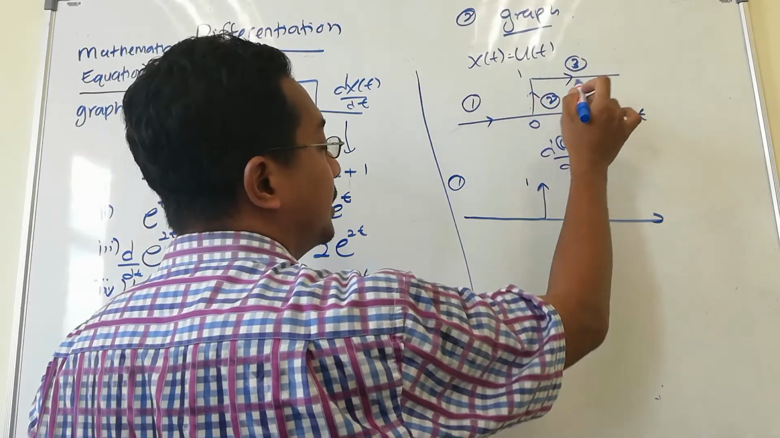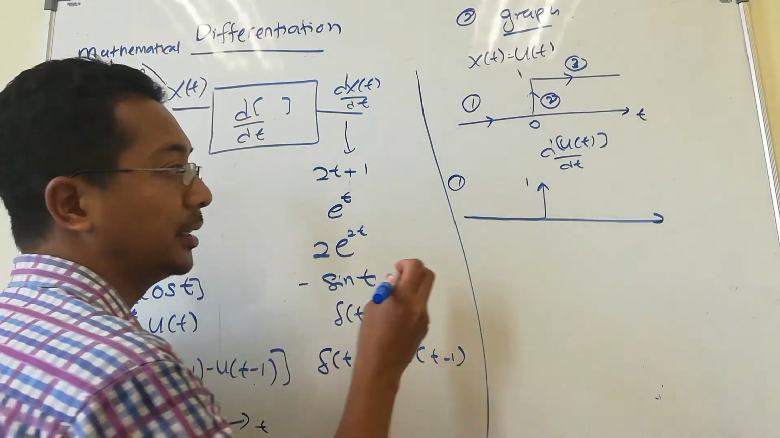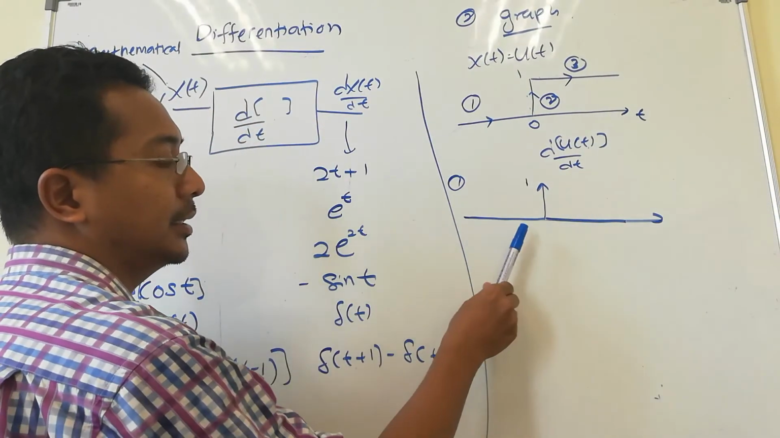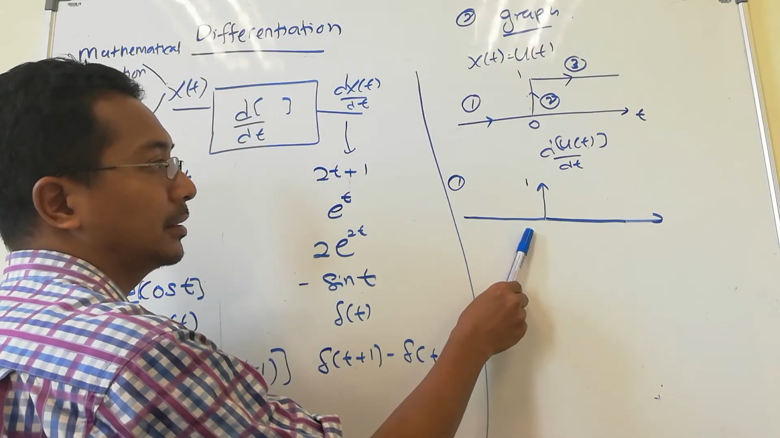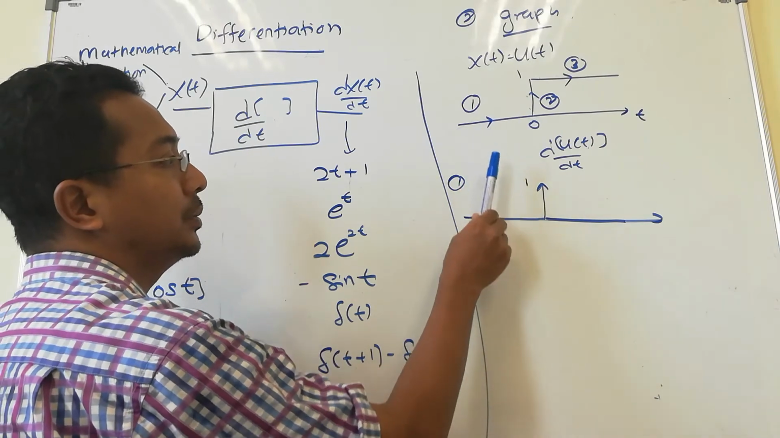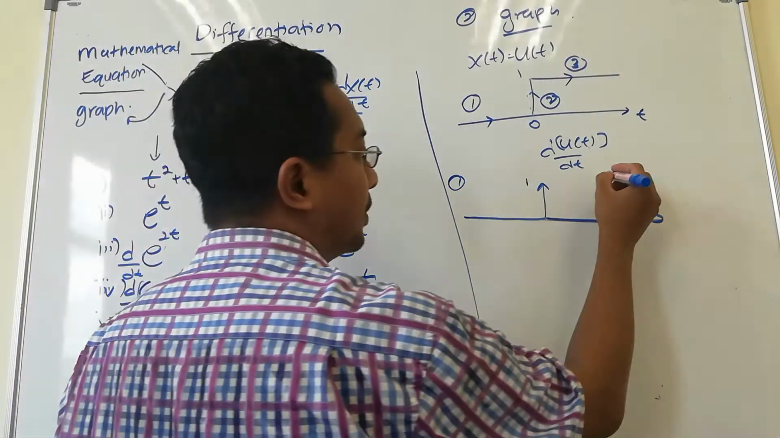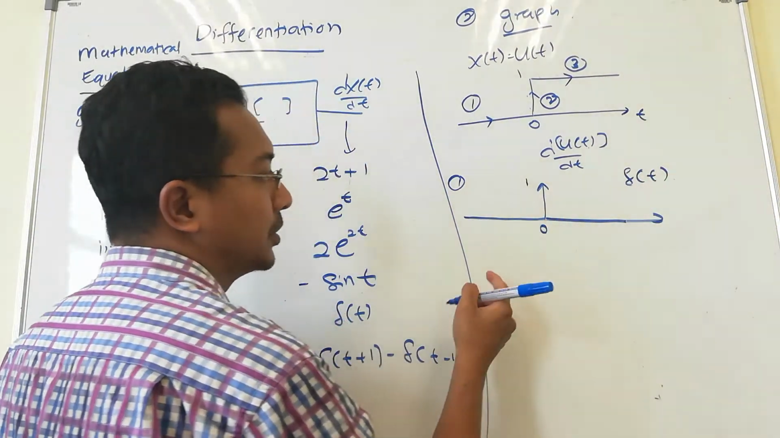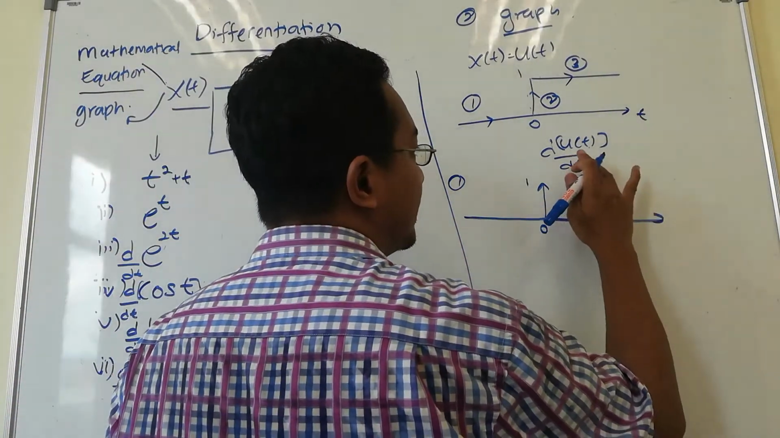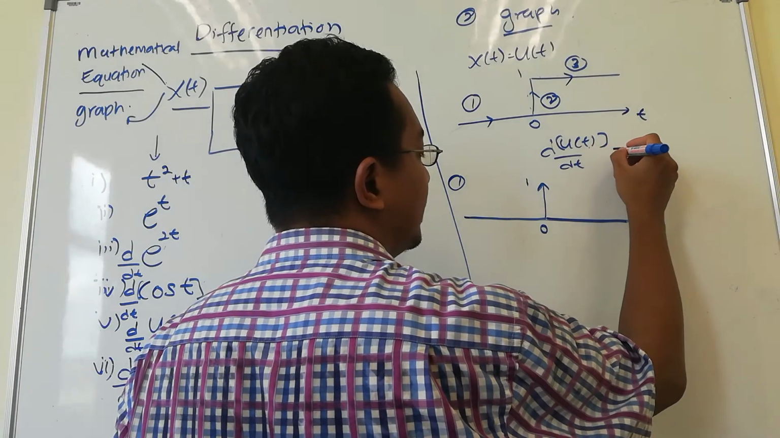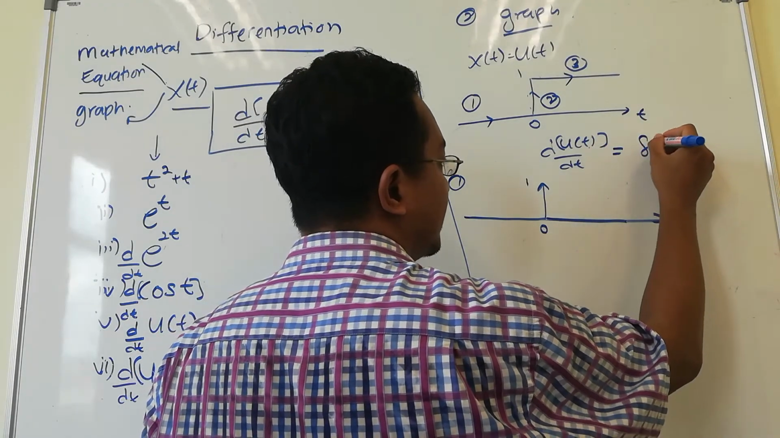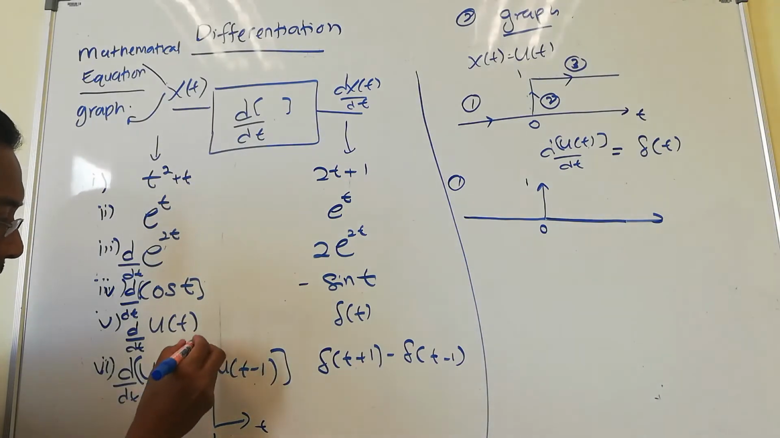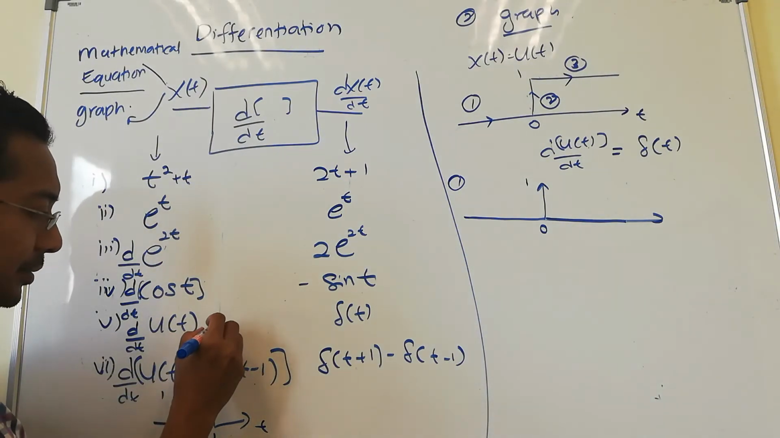So this is the result of differentiation of ut, where we get the impulse function delta t, and this one 0. So we can represent it as d ut over dt, differentiation of the unit step function, is equal to the impulse function, where differentiation of ut is equal to delta t.